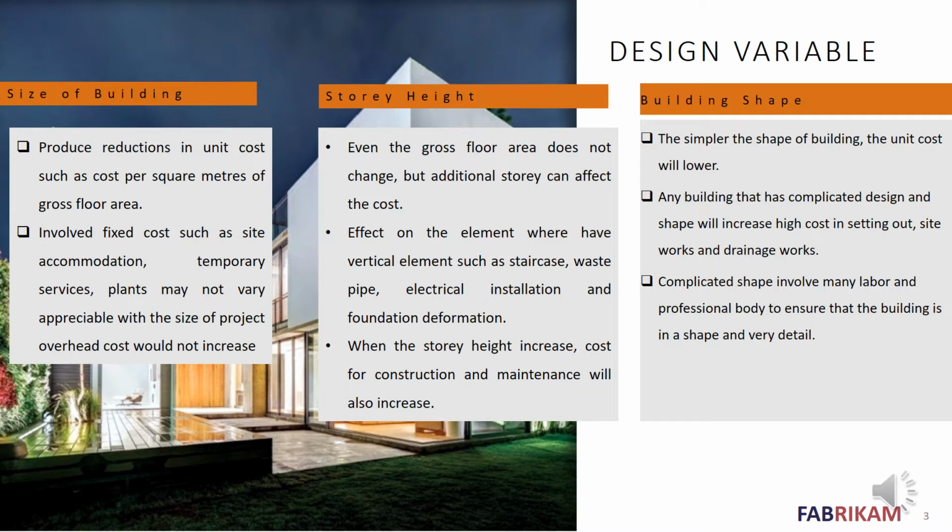And the third is building shape. The simpler the shape of the building, the lower the unit cost. Any building that has a complicated design and shape will increase cost in setting up, site work, and drainage work. It may involve many levels of functional work for complicated shape construction to ensure that the building is in shape and very detailed.